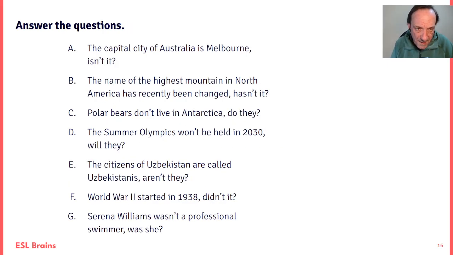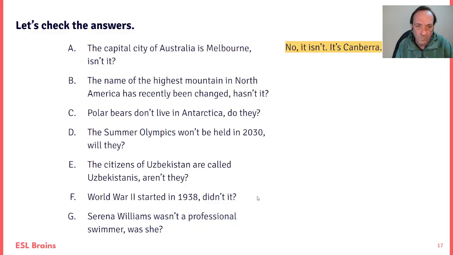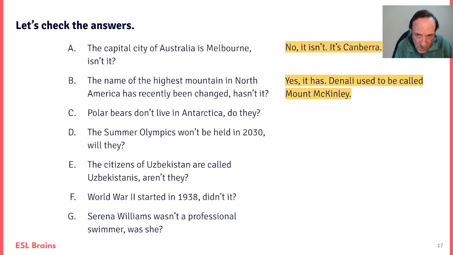Answer the questions. The capital city of Australia is Melbourne, isn't it? No, it isn't. It's Canberra. The name of the highest mountain in North America has recently been changed, hasn't it? No idea. I'll guess. Yes, it has. Denali used to be called Mount McKinley. Okay. New information, everyone. Polar bears don't live in Antarctica, do they? No, they don't. They live in the Arctic.